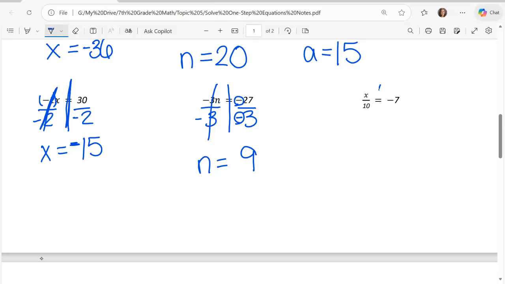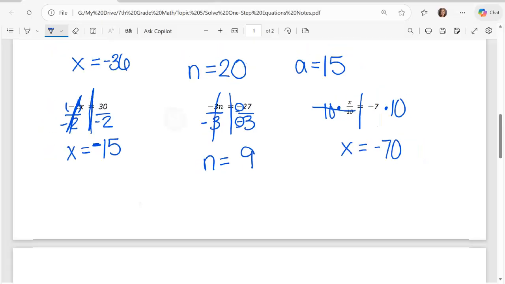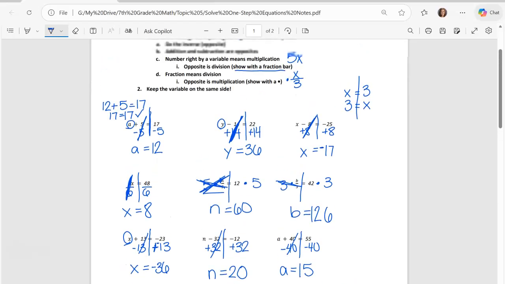And then lastly, draw our line. A fraction, so I see a fraction, that means division. The opposite of division is multiplication. We show multiplication with a dot. We're going to multiply both sides by 10, the number we want to get rid of. The 10's cancel out. I'm left with X equals 7 times 10 is 70. Different signs, so it's -70. So that is solving one-step equations.